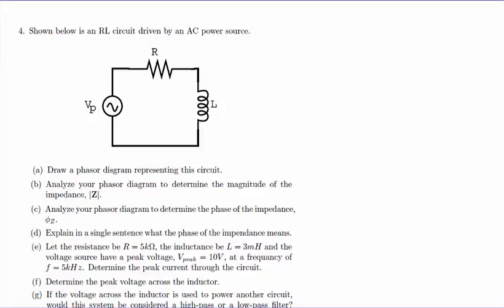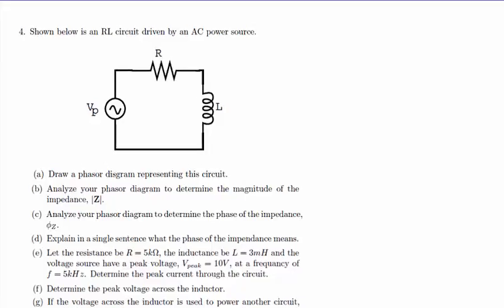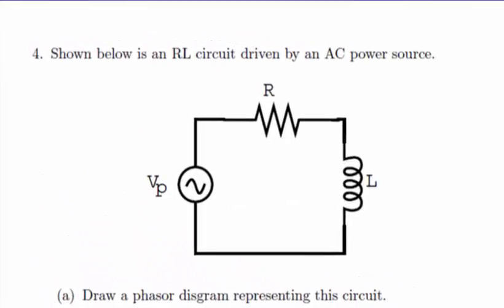Shown in the figure below is an RL circuit driven by an AC power source. At first glance, this problem may seem extremely familiar in that all of the steps A through F seem to be identical to those of the RC circuit of another problem. However, in part G, we're going to begin to understand how a circuit like this is useful as a filter, and we'll make a very general discussion of filters.